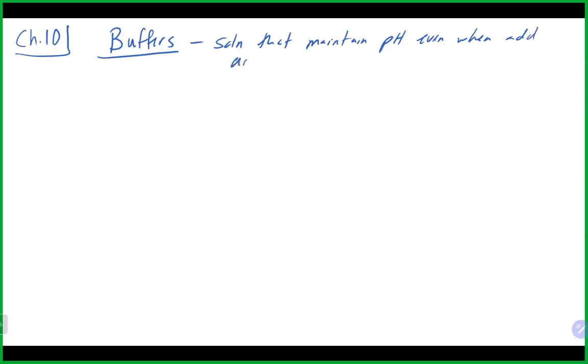Chapter 10, we're talking about acids and bases. Really, last time we finished up talking about buffers at the end there, and a reminder about buffers. A buffer, again, is a solution that can maintain its pH even when you add additional acid or base to it.